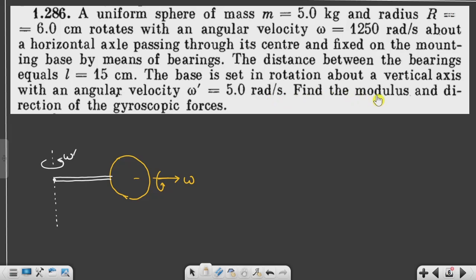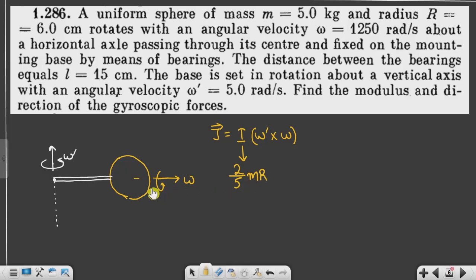The question is asking to find the modulus and direction of gyroscopic forces. Obviously if the direction of this angular velocity is changing, torque is acting, and gyroscopic torque is nothing but I omega dash cross omega. What is the angle between omega dash and omega? 90 degrees. Omega dash is always in the upward direction and omega is in this plane. Now we'll just plug in the values. The moment of inertia for a sphere is nothing but 2 by 5 m r square. Omega and omega dash are given.